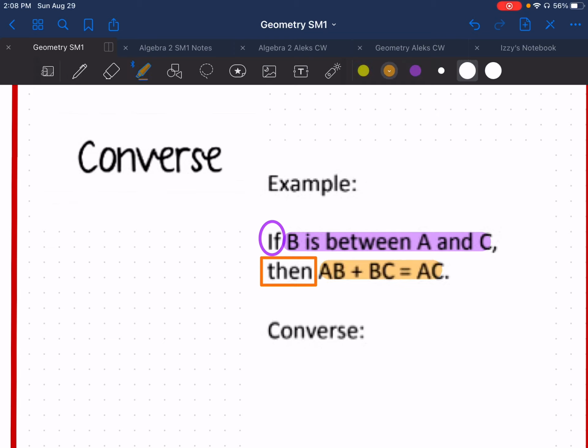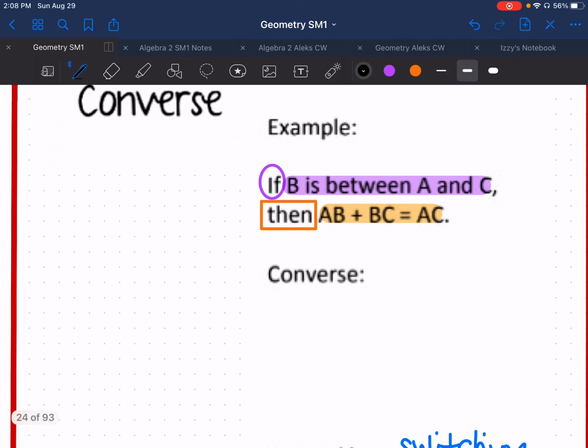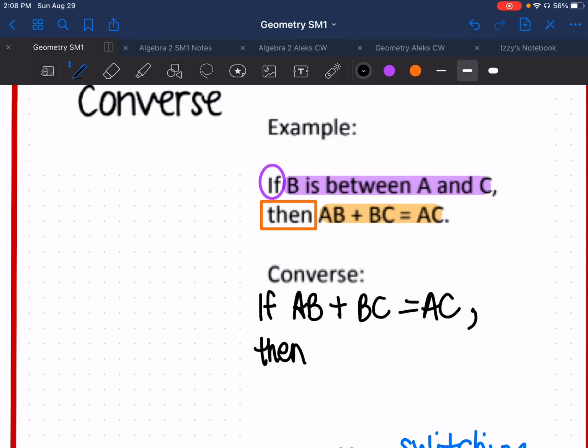The reason I also like to circle and box in the word if and then is because they are not going to switch places. We must always keep the if-then form. So when I go to write the converse, I'm simply going to be switching the highlighted parts. So the converse would say if, and now I'm going to write the conclusion. AB plus BC equals AC. I'm going to keep the comma because that is the structure of our sentence. And now I'm going to write the word then because it has to be in that form.